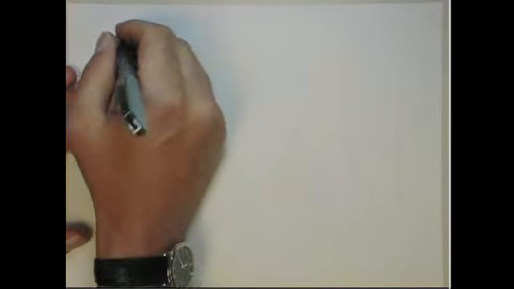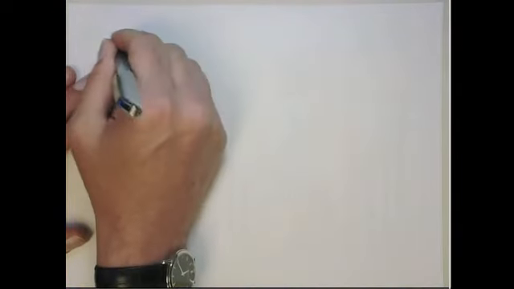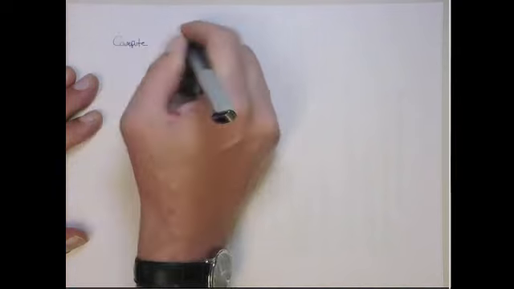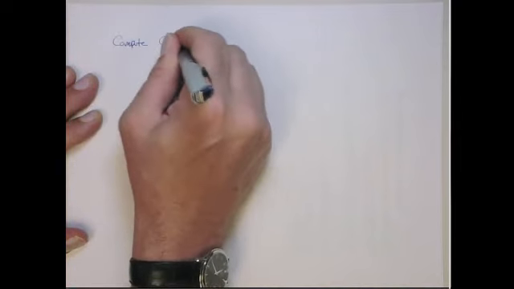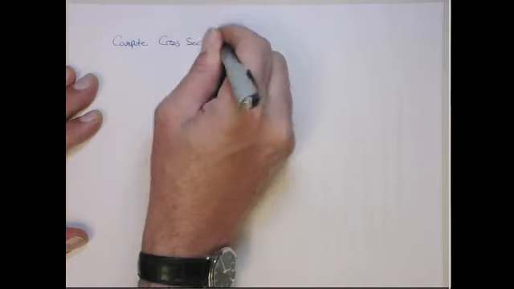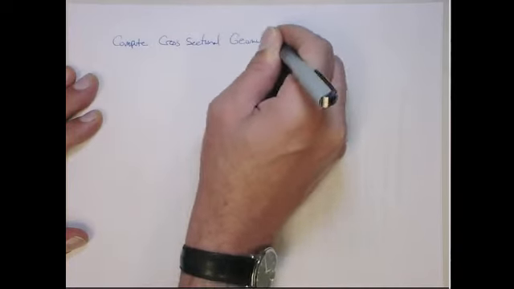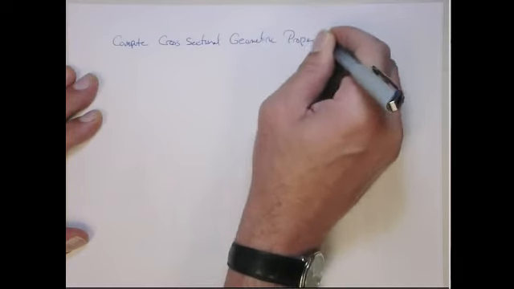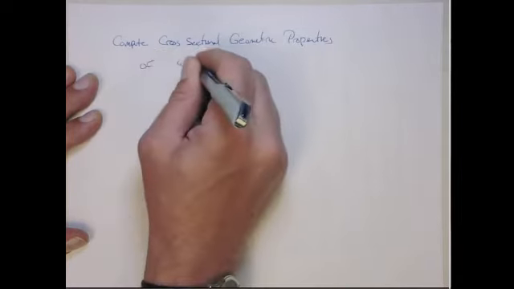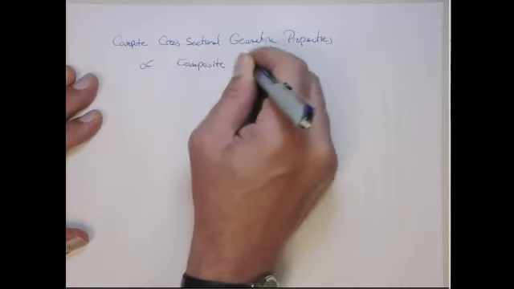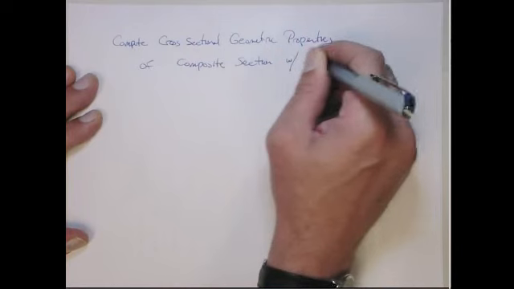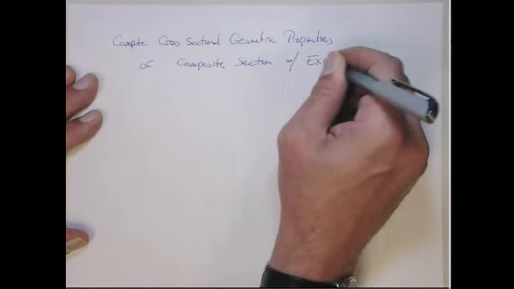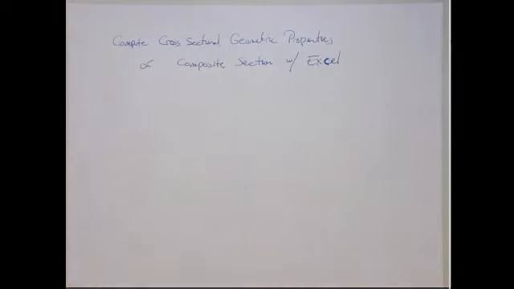Okay, what I wanted to talk about in this short video, and this will actually set up a couple of the problems I'll do, is how to compute the cross-sectional properties of composite sections with something like Excel, or a spreadsheet. There's lots of ways you can do it, but I'll show you.